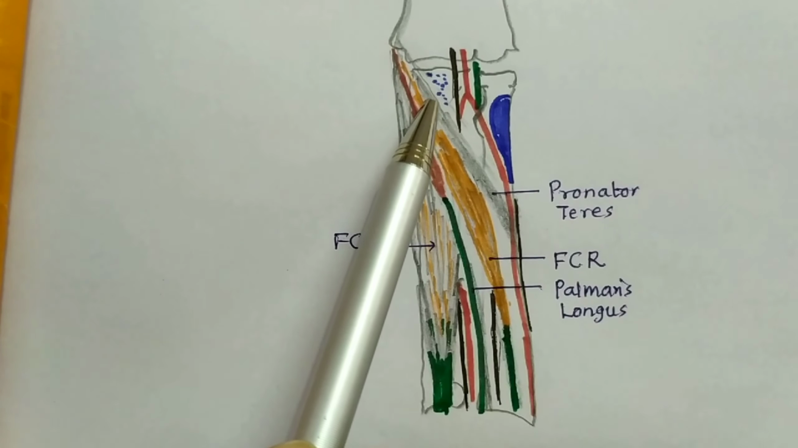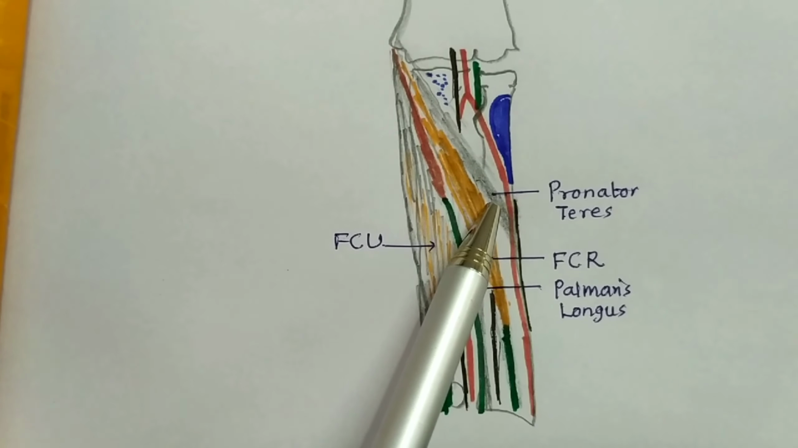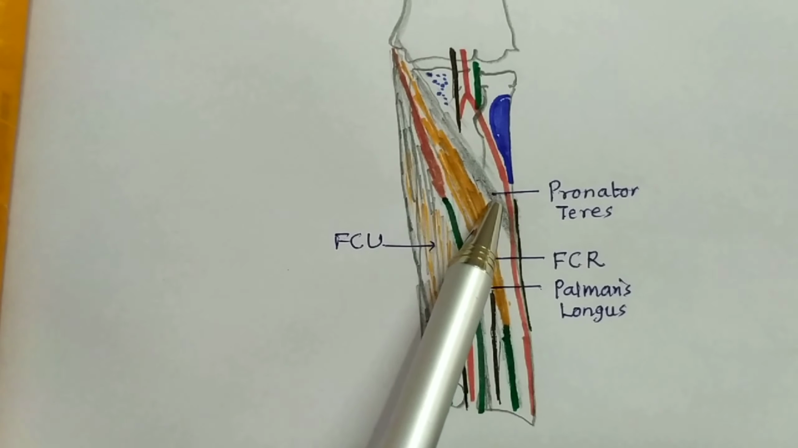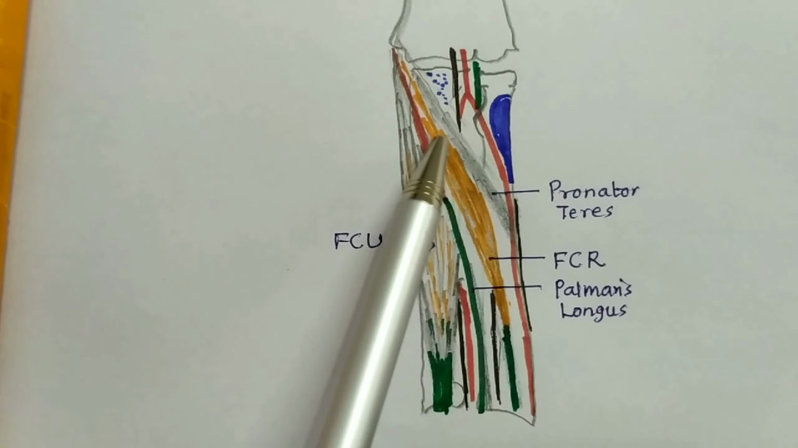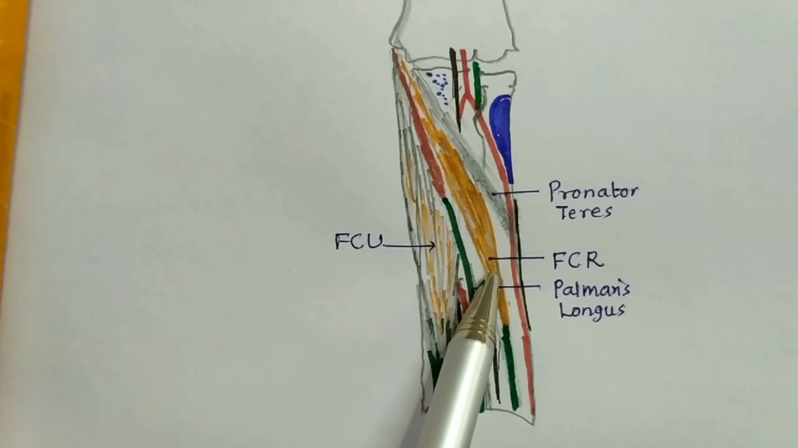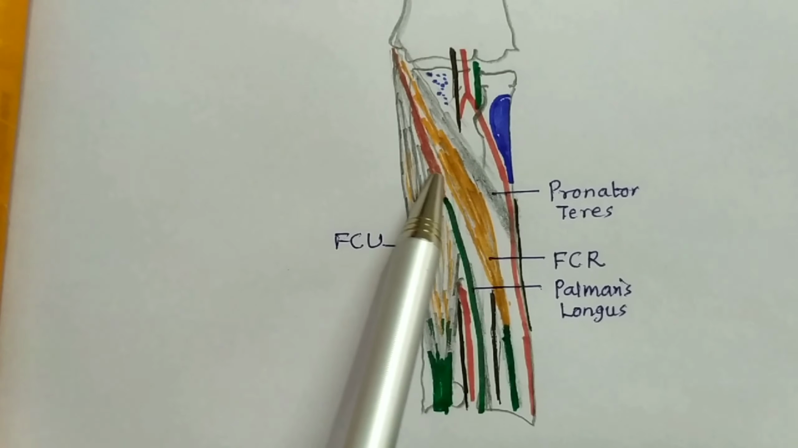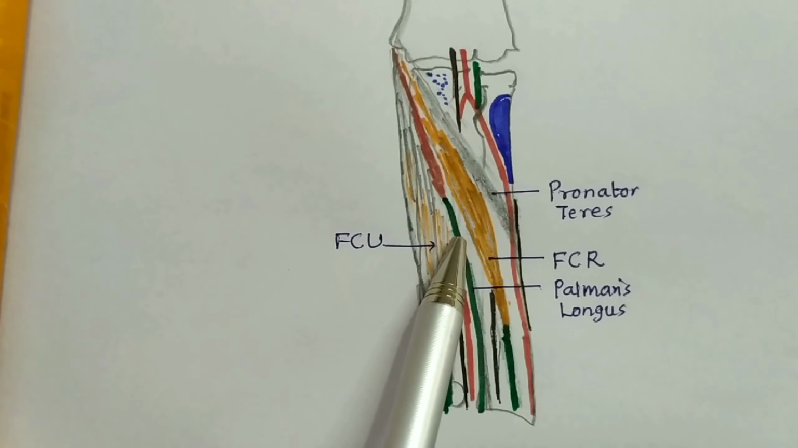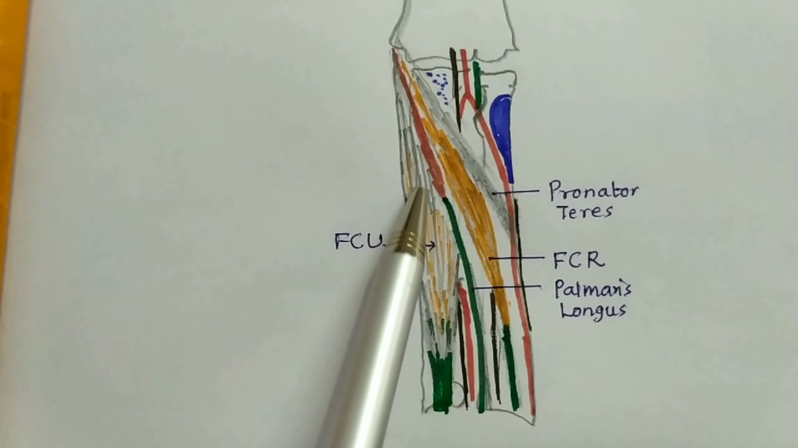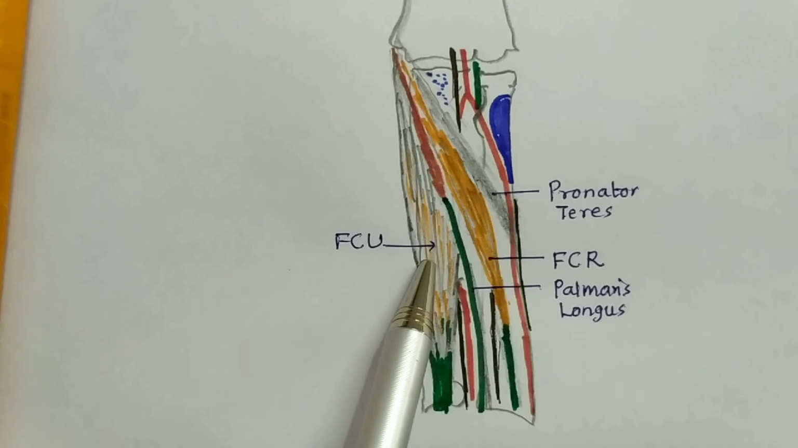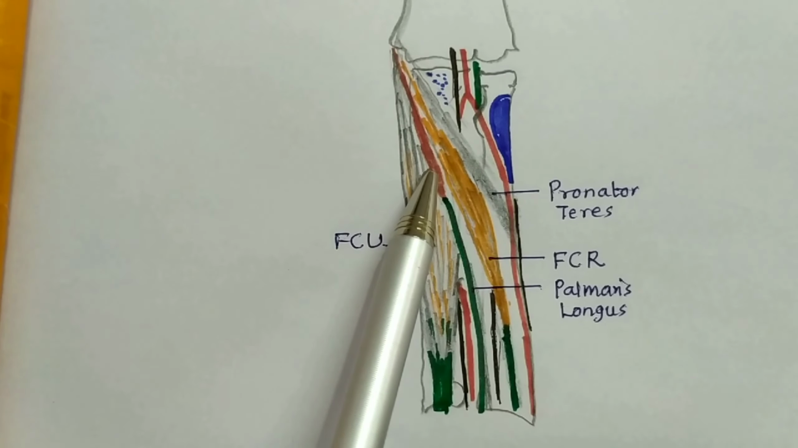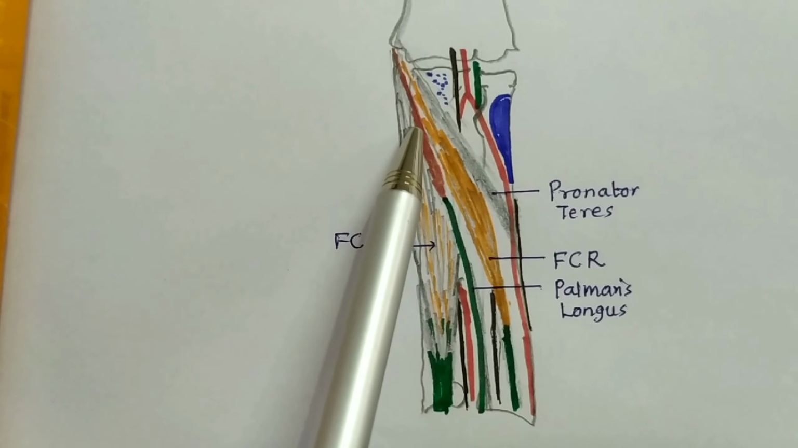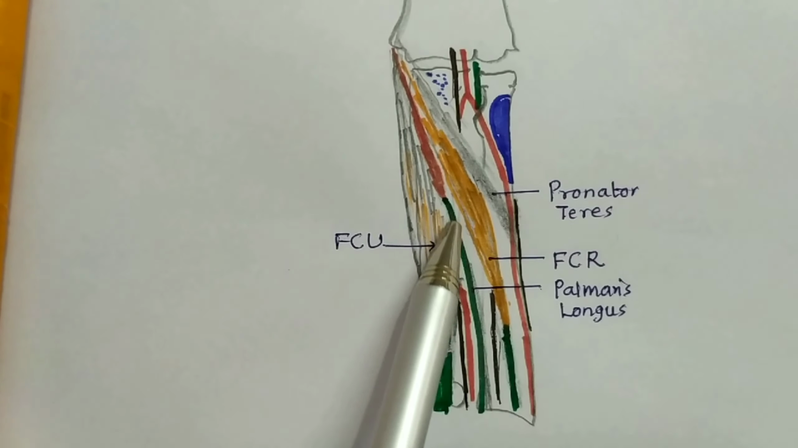The pronator teres is the most lateral muscle. Out of the 4 superficial muscles, pronator teres is most lateral, and medial to it lies flexor carpi radialis, still medial to it the palmaris longus, and still medial to palmaris longus along the medial margin there is flexor carpi ulnaris muscle. The palmaris longus is a degenerating muscle, so it has short belly and long tendon.